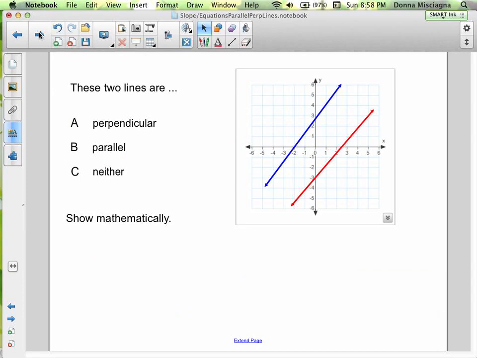So we want to show whether the two lines are perpendicular, parallel, or neither. We need points so that we can calculate the slope. Here's a nice point to use: the point (-2, 0). Very clear. That y-intercept is not clear at all, so let me get another point nice and clear. I think right here is my best bet. Right there we have the point (1, 4).